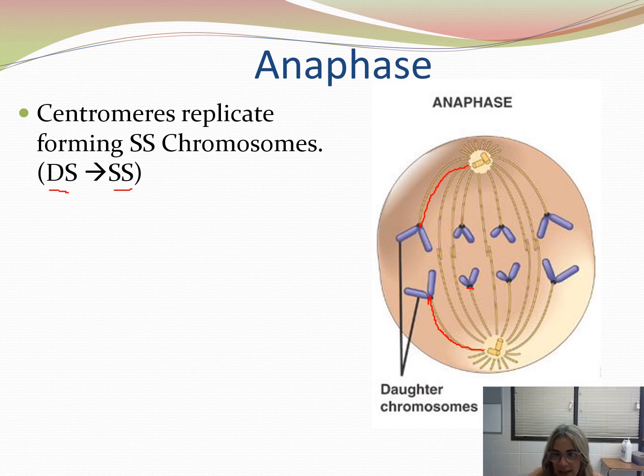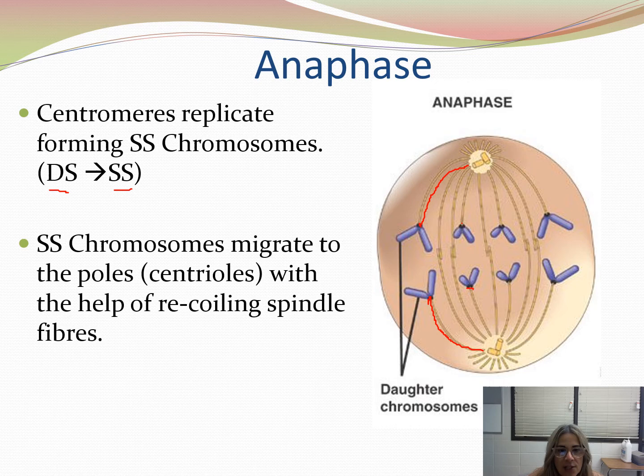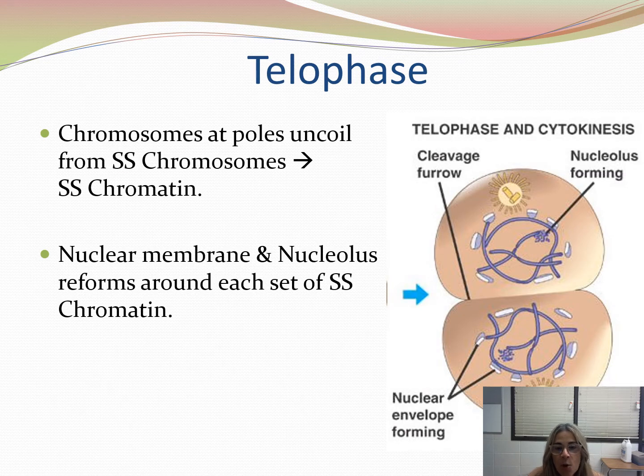So that's key. So now what's happening is those single-stranded chromosomes are beginning to migrate to the opposite ends or opposite poles of the cell in preparation for cytokinesis. So our last phase before cytokinesis is telophase. So this is the T of the PMAT, right?